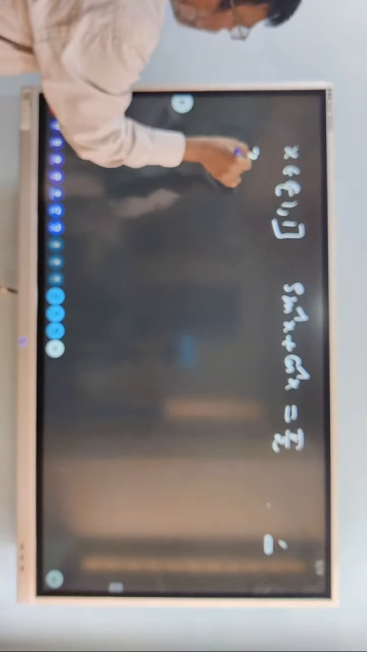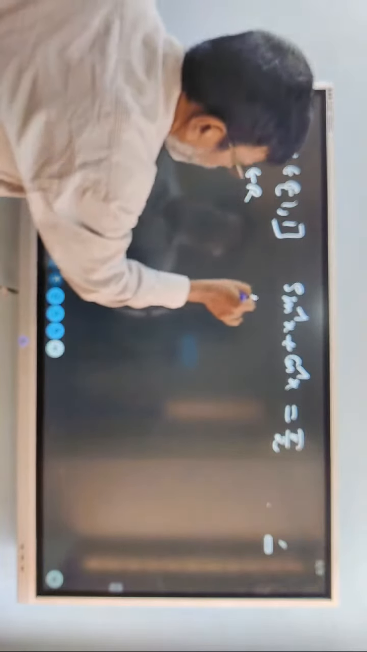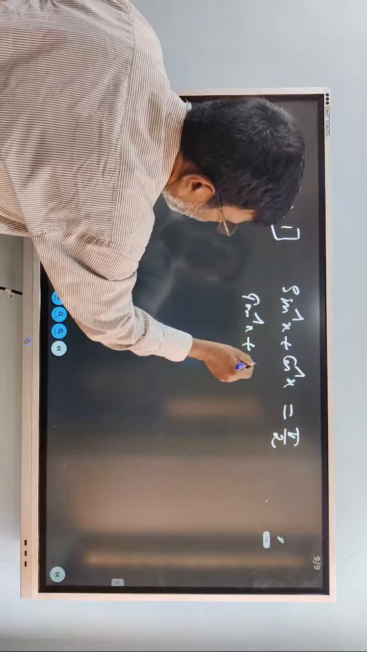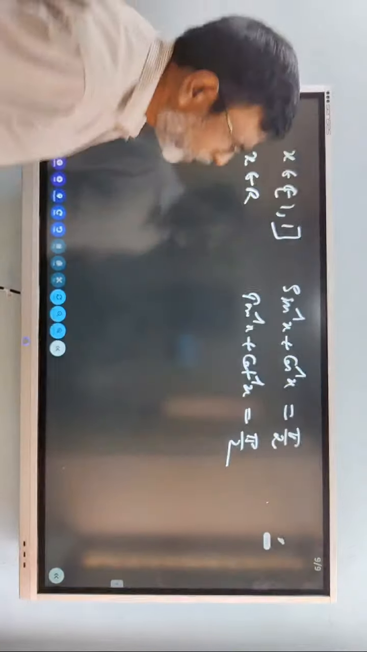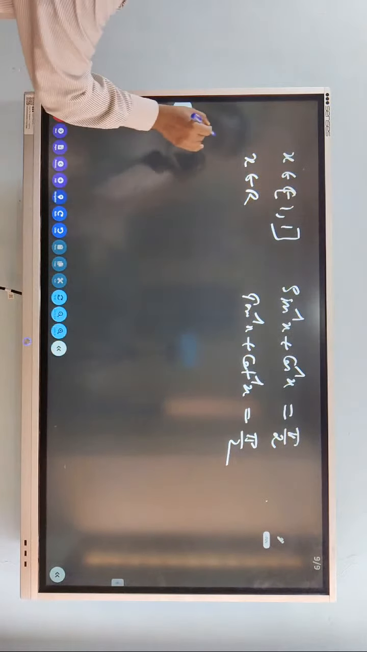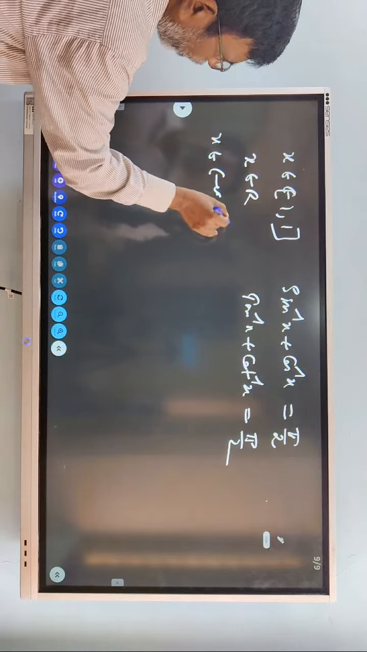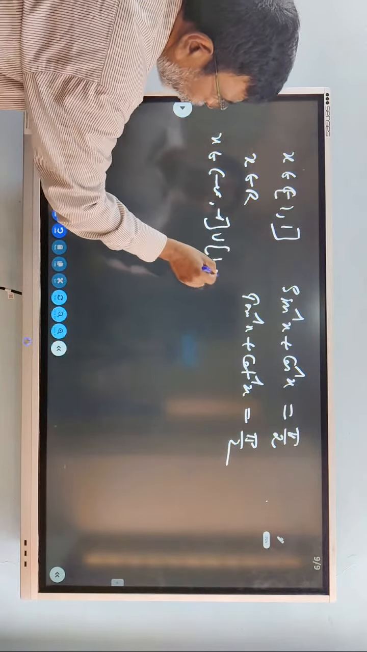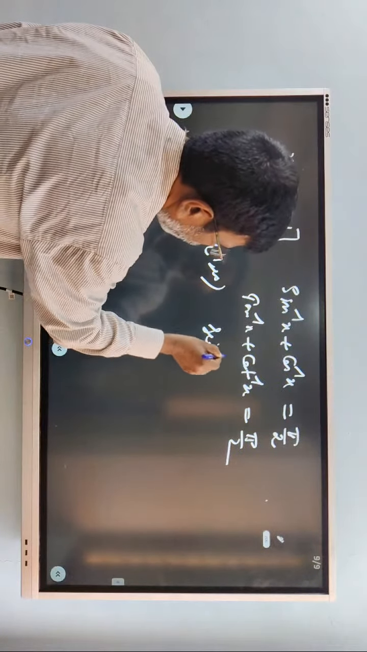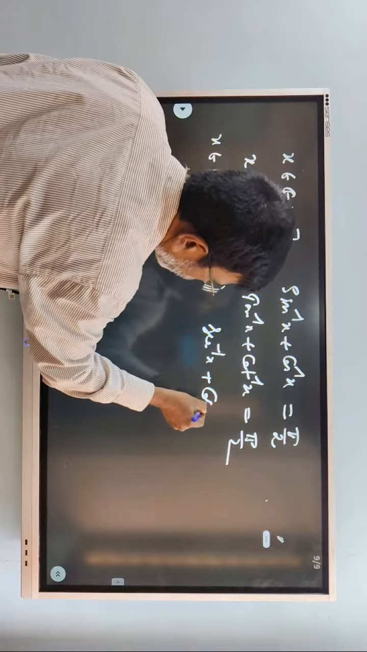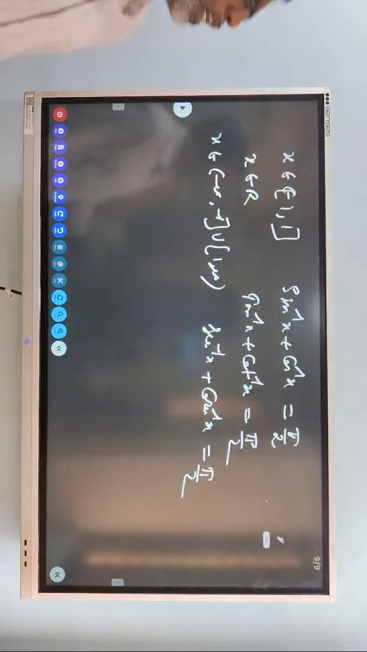Suppose x is R, meaning any real value. Then tan inverse x plus cot inverse x is always pi by 2. This is also a most useful formula. Suppose x belongs to minus infinity to minus 1 union 1 to infinity. In this interval also, secant inverse x plus cosecant inverse x is pi by 2. This is also a very important formula.